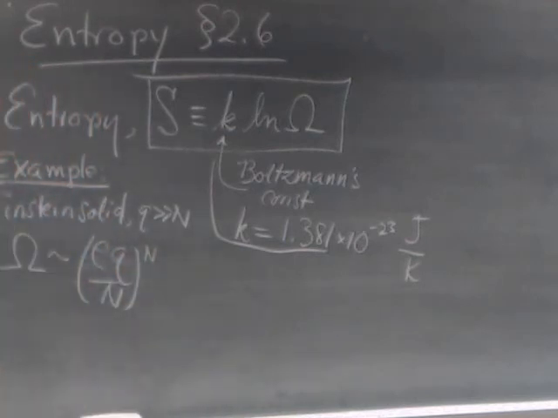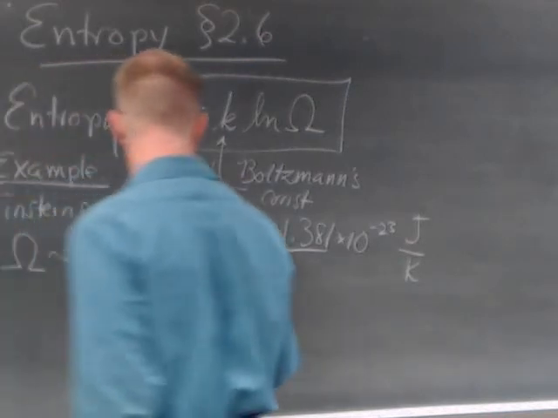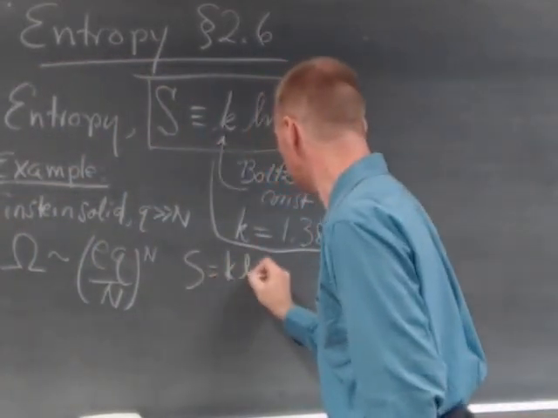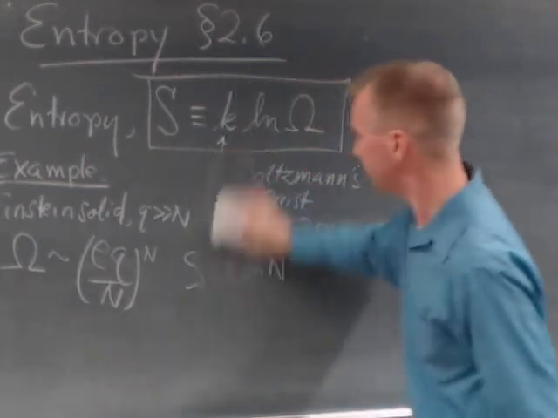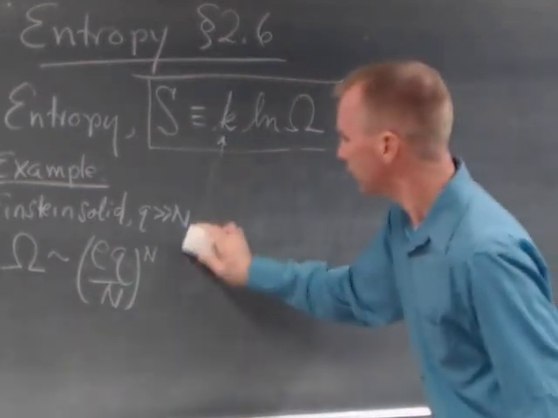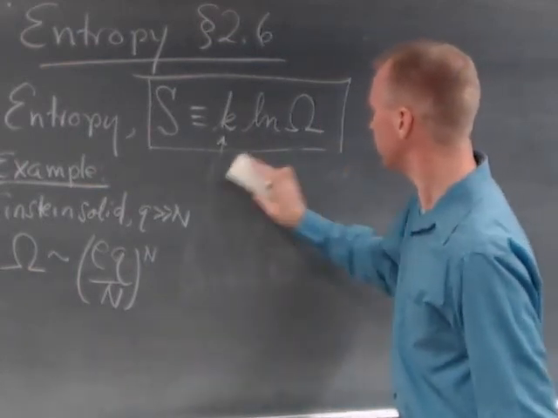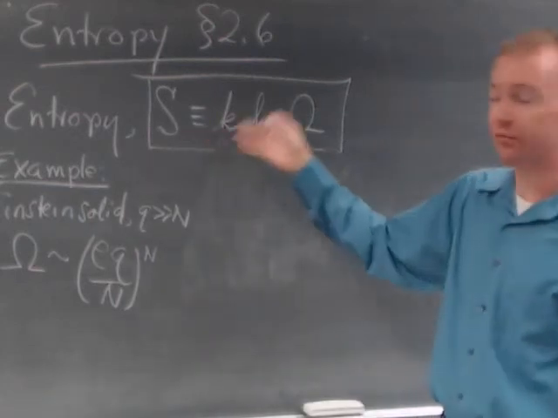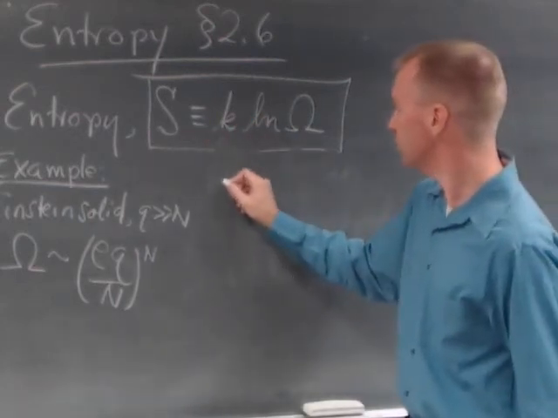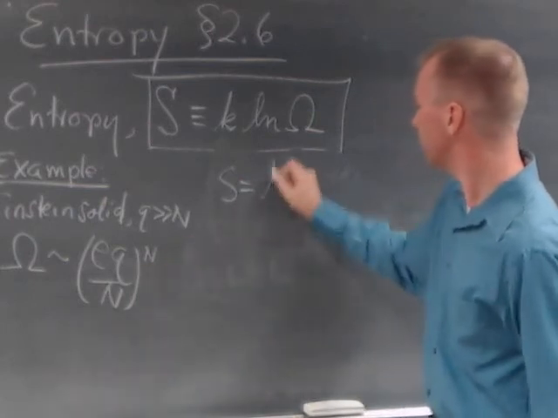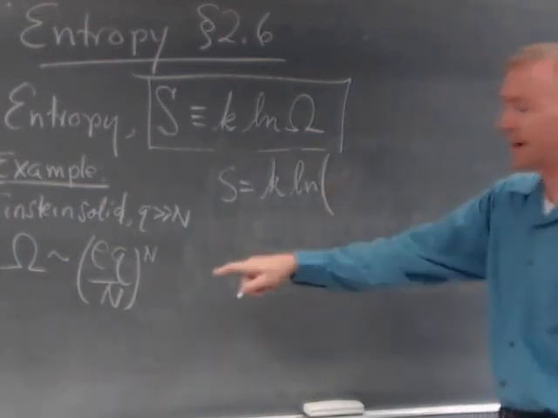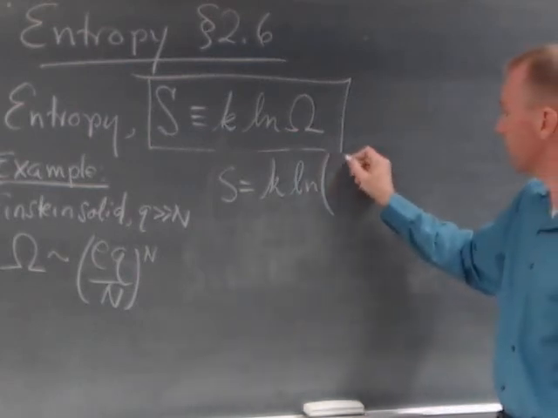So we've got something on the order of eQ over N to the Nth power. All right, let's find out what the entropy is. Let me erase Boltzmann's constant here to give myself room. Let's see, I've already got S equals k log Ω. So S equals k times the natural log of eQ over N to the Nth power.